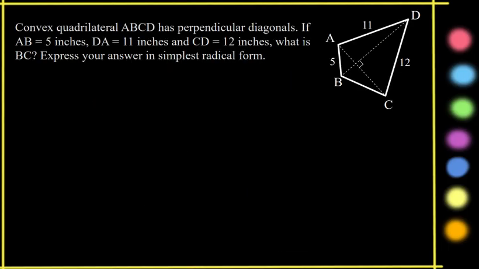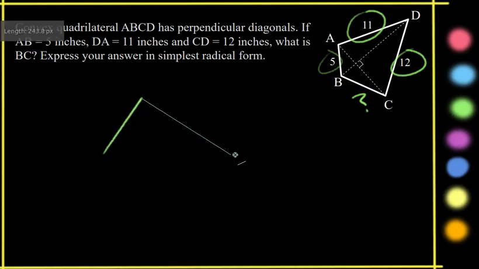This is problem 21. It says a convex quadrilateral ABCD has perpendicular diagonals. If AB is 5, DA is 11, CD is 12, what is BC? Express your answer in simplest radical form. So maybe I'll just redraw this over here. I'm going to draw it going this way. So we've got 5 and 11 there, and then we've got the one that we want to know here, and 12 going this way.